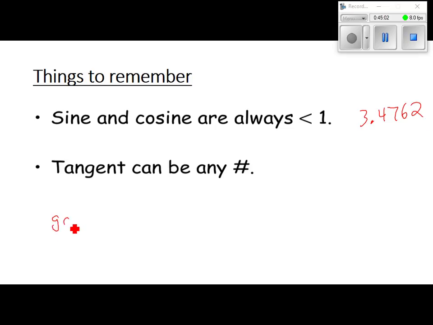Always go out 4 decimal places. Always go out 4 decimal places. Not sure why, but somebody a long time ago decided when you're dealing with sine, cosine, and tangent that you always want to go out 4 places behind the decimal. Tenths, hundredths, thousandths, 10,000ths. So we're going out to the 10,000ths place.